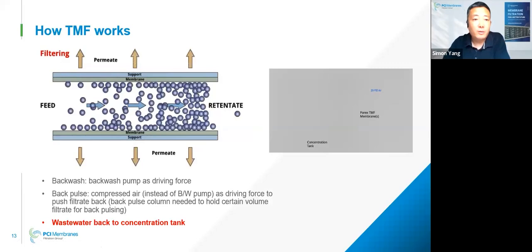Either compressed air or a backwash pump can act as a driving force to push filtrate back. In the former case, you save a backwash pump, but need a water column for storing filtrate. And particularly worth mentioning is that backwash wastewater is sent back to the concentration tank, not like hollow fiber UF, which means no wastewater drain during backwash.